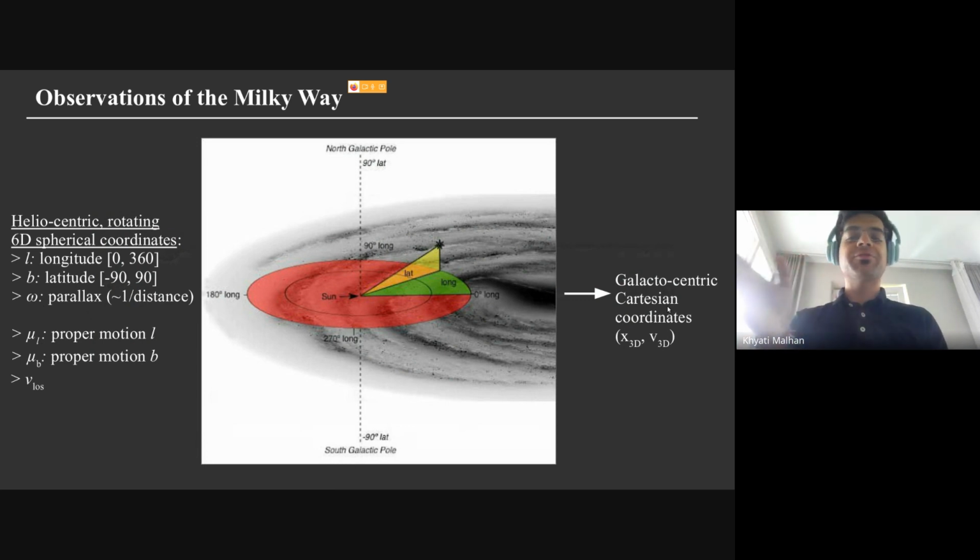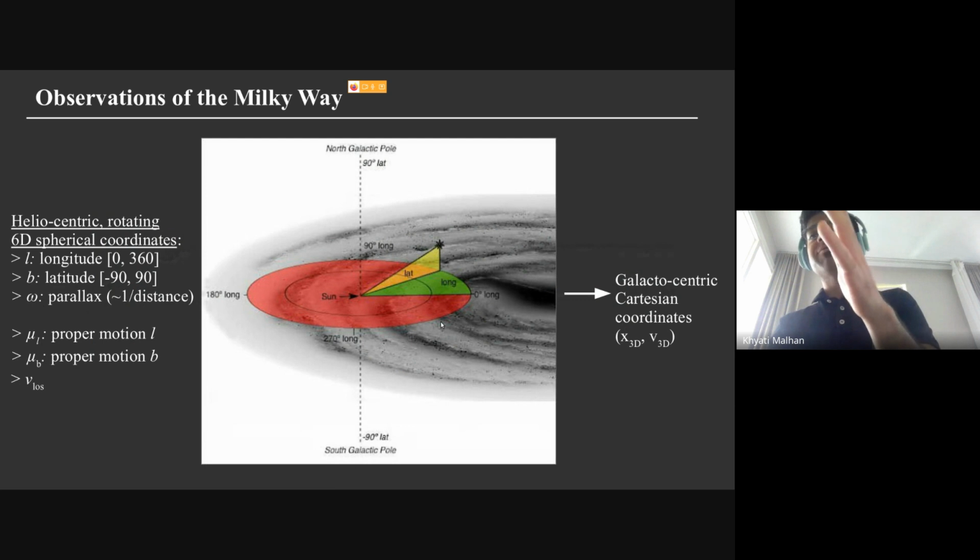These trigonometric formulas are available in astronomy textbooks, or maybe there are Python packages that also allow you to do this. So you have Python packages like GalPy or Gala. I'm happy to share that with you over email if you want to try out this exercise.